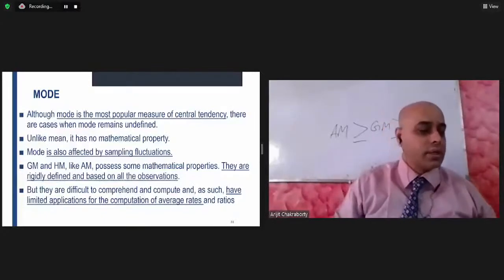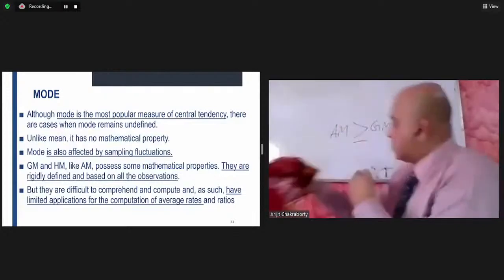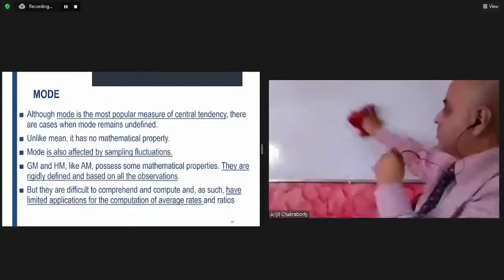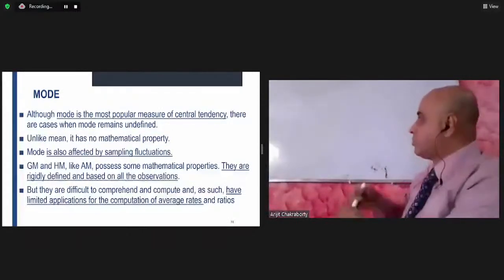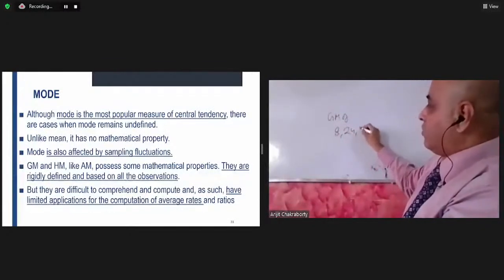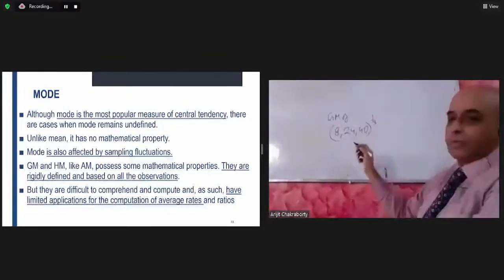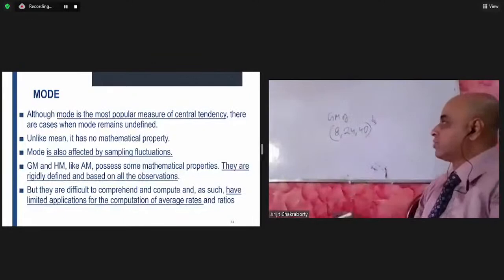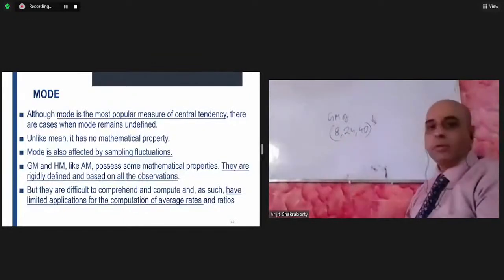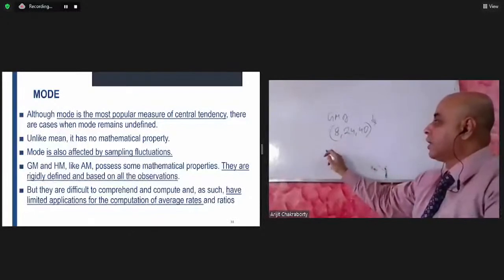Now, there's one question. What is the GM of 8, 24, and 40? Let me try it out. The question is GM of 8, 24, and 40. So the GM will be the cube root of 8, 24, and 40. So let us try and break it to the extent possible. You can just try it out like this.